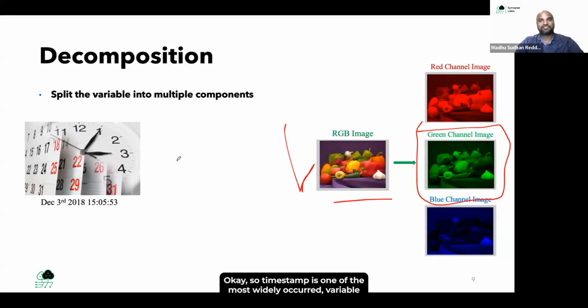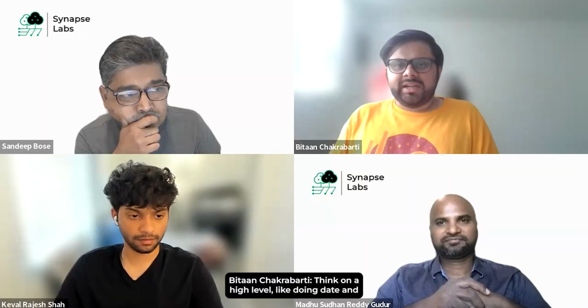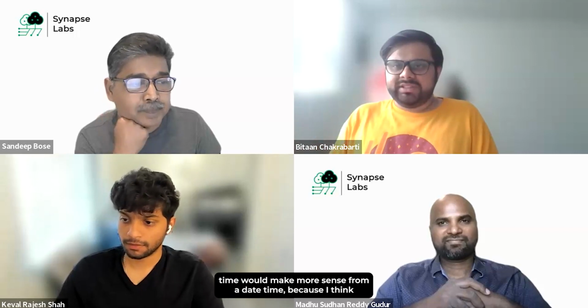Okay, so timestamp is one of the most widely occurring variables or data inputs that you will see as a machine learning engineer, as a data scientist. Okay, now in this example, what did you do to decompose the data? I think on a high level, splitting date and time would make more sense, because I think this is a date time variable. But what do you mean by date and time?